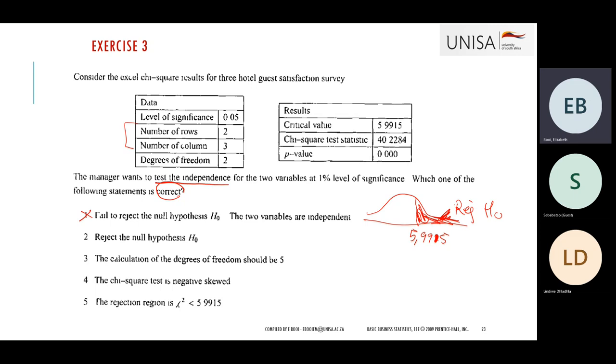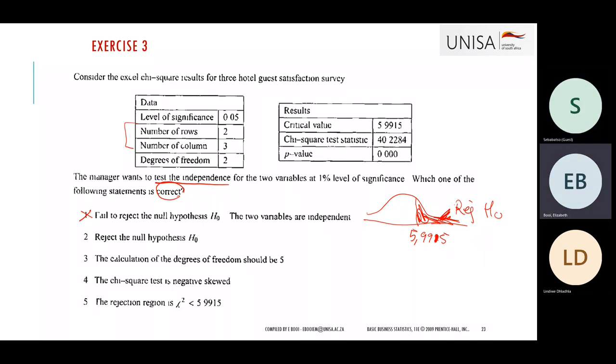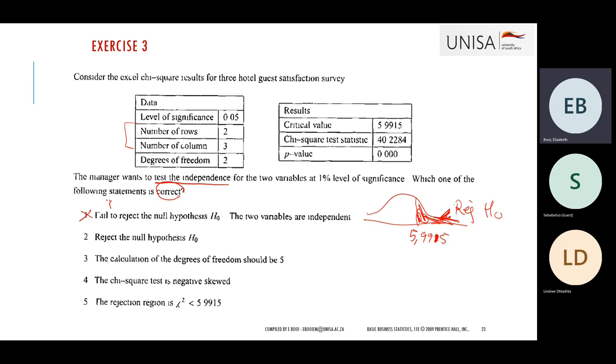Number two, we reject the null hypothesis. Is that correct? We reject the null hypothesis. Is that statement correct? Guys, I just gave you number one. You can't give me number two. Isn't that the same as number one? No, it's not the same. Number one says we fail to reject the null hypothesis. Therefore, it means we do not reject the null hypothesis. Number two says we are going to reject the null hypothesis. And I'm asking, is that statement correct?